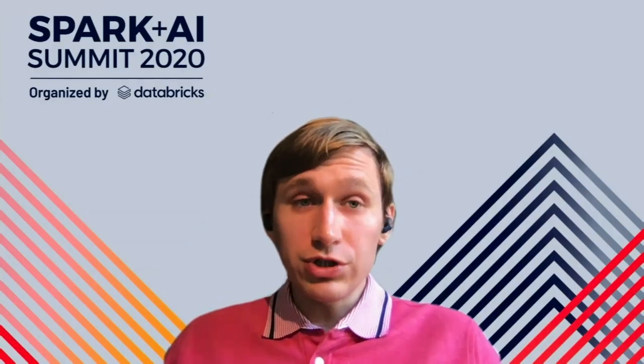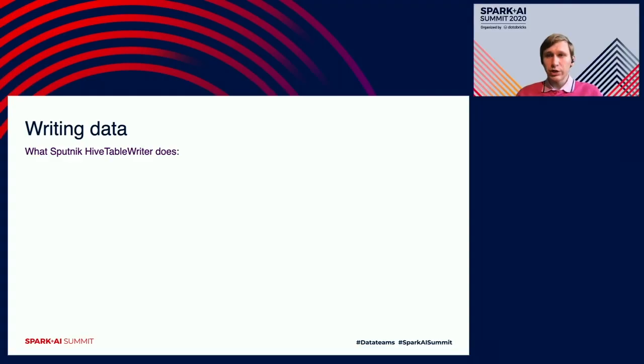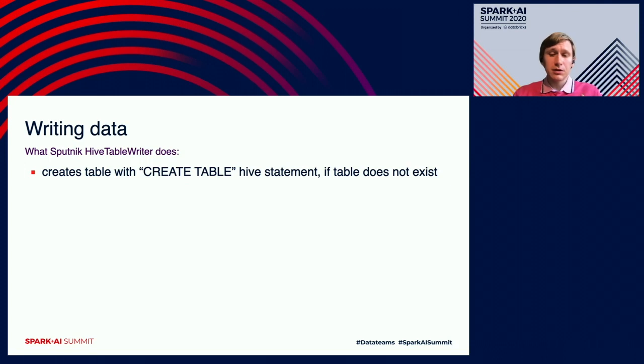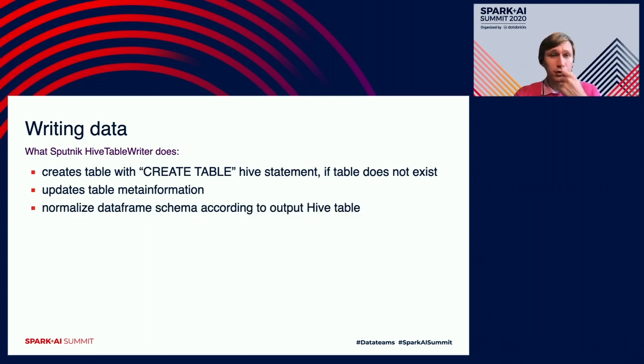Let's talk about what Hive table writer does so we can understand why we actually need to have this intermediate layer between us and Spark plus Hive. First of all, it creates a create table statement based on either our data frame or our case class we are passing as part of the dataset API. And we are doing it if this table does not exist. It updates table meta information with description and comments like we described before. It normalizes data frame schema according to the output Hive table.